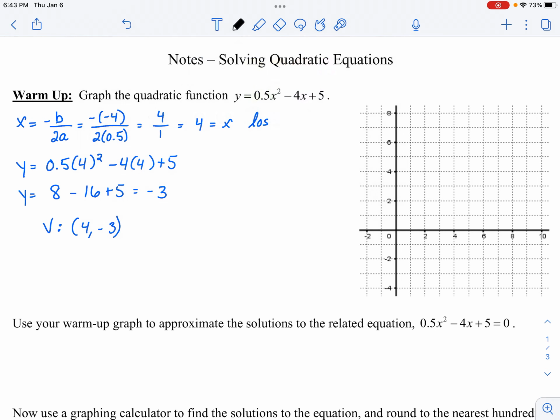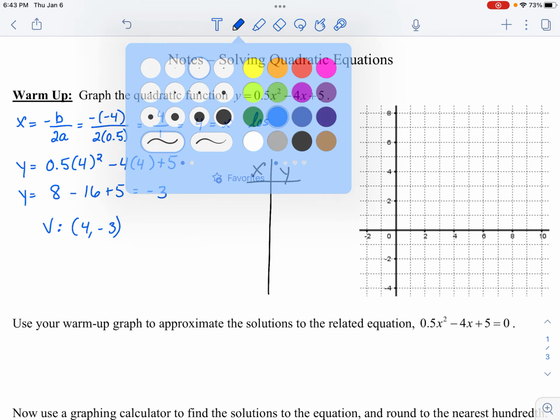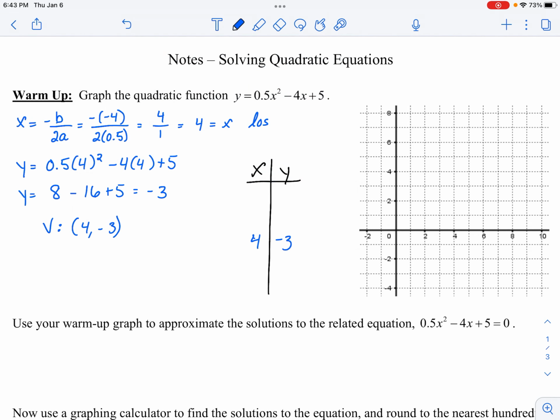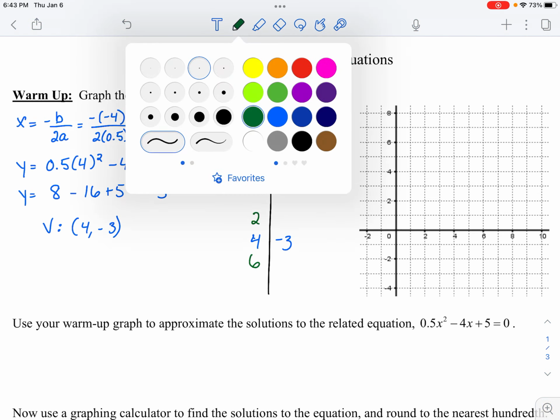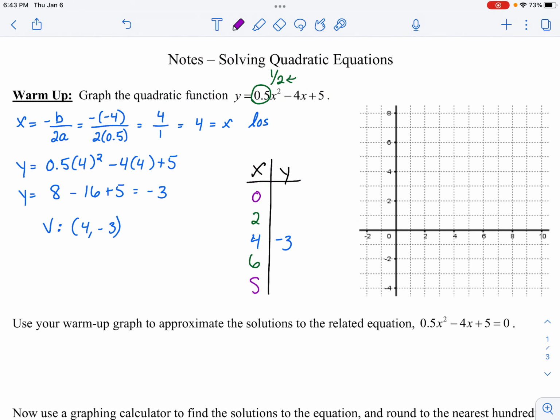All right, so now I'm going to start constructing my table. And I'm going to put my vertex in the middle. And then I'm going to start working with my reflection points. Now, because x is an integer, I'm going to stick with integers here. But because the a value here is a decimal, it's actually 1/2 as a fraction, I'm going to count by 2s to make it so that my computations are a little bit easier and I can avoid fractions or decimals for my y values. So I'm going to go with 2 and 6 first, and then I'm going to go with 0 and 8 next.